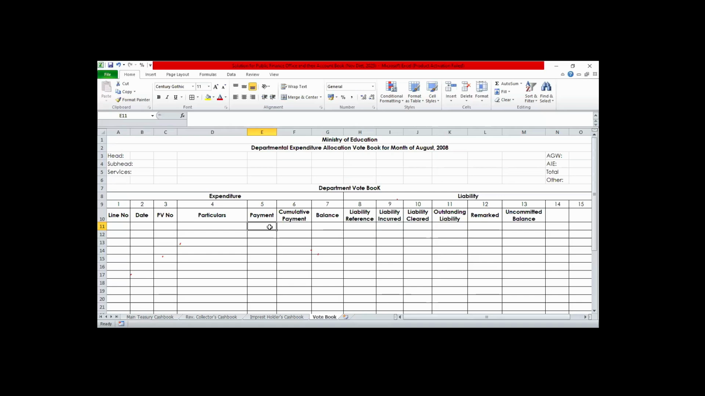Then uncommitted balance means what? The money you have not used. At any point in time, the balance in what? Line 7 and the uncommitted balance in line 13 must be the same at all times. You need to follow them. As deduction is taking place at this end, it must also have effect on the uncommitted balance. These are the things you need to follow from beginning to the end.